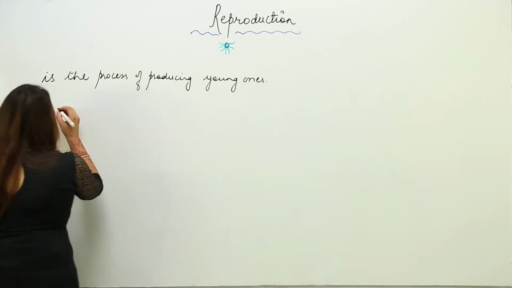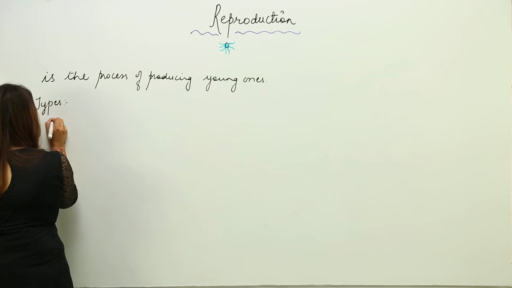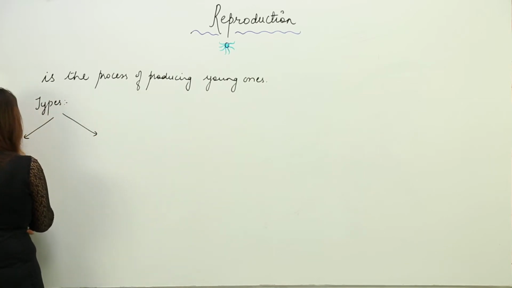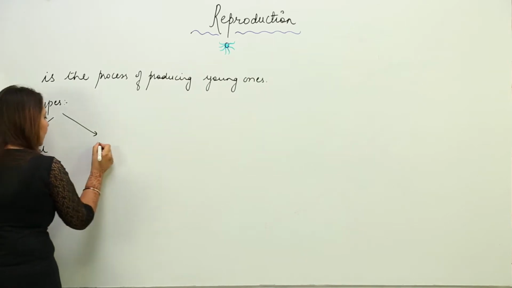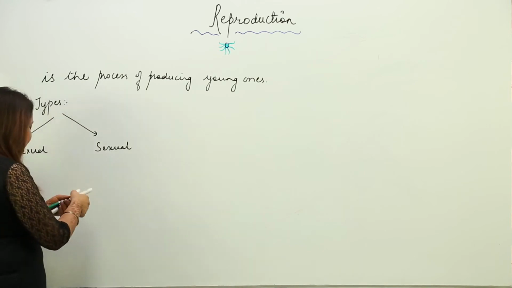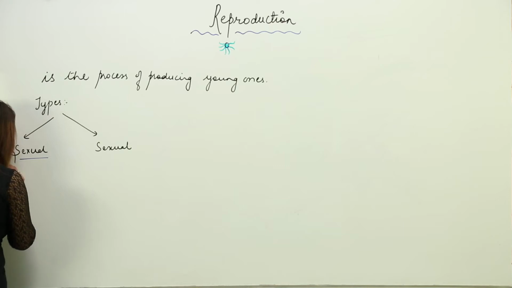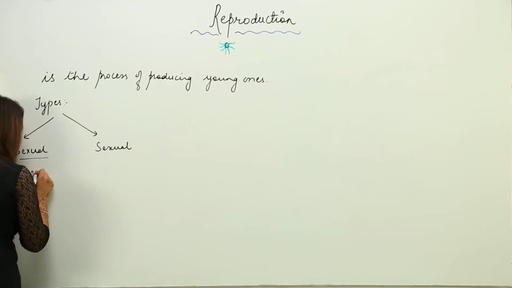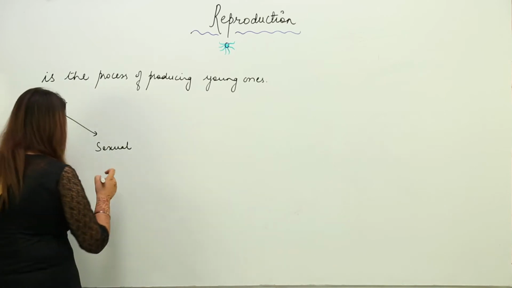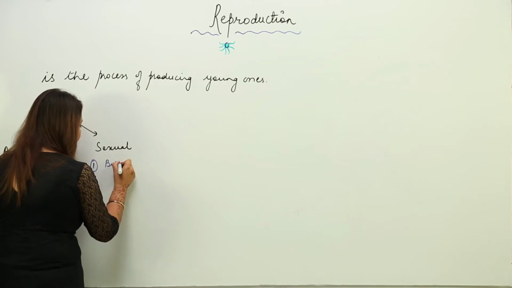Now actually we have two kinds of reproduction. So we see that we have mainly two types of reproduction. One is asexual reproduction, the other is sexual reproduction. Now what is the difference between the two? Asexual reproduction is uniparental, that means only one parent is involved in it. But if we talk about sexual reproduction, it is biparental.